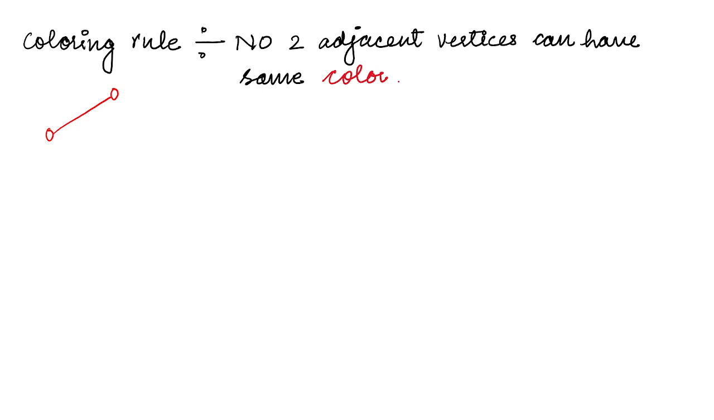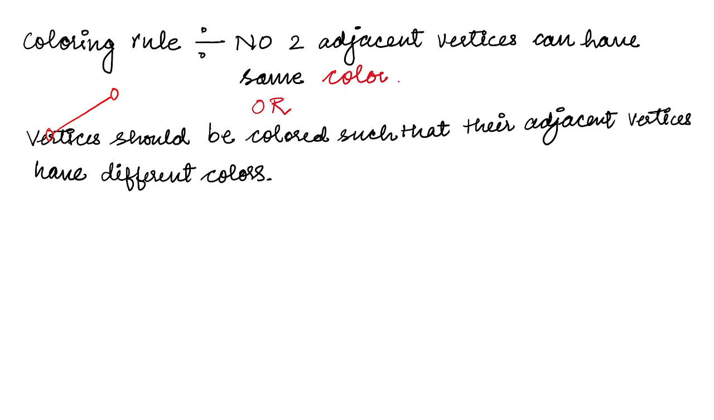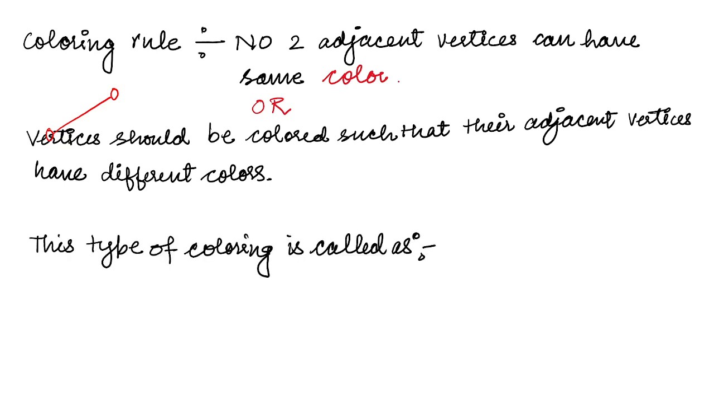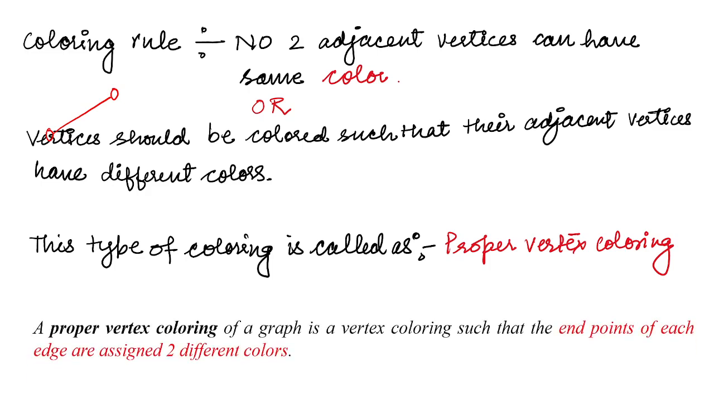So in case of vertex coloring, remember that no two adjacent vertices have the same color. The vertices should be colored such that their adjacent vertices have different colors. This type of coloring is also called the proper vertex coloring. So what is a proper vertex coloring? Proper vertex coloring means no two adjacent vertices have the same color. A proper vertex coloring of a graph is a vertex coloring such that the end points of each edge are assigned different colors. And what are end points? They are nothing but adjacent vertices.